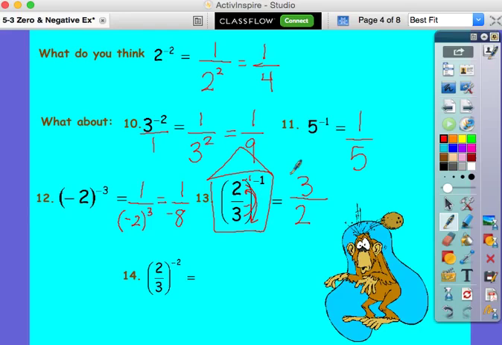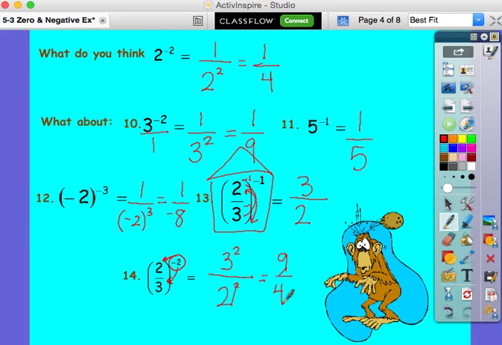So this one right here, and because this is a fraction, this goes with the 2 and it goes with the 3. So you need to move the 2 downstairs so it has a positive squared, and the 3 upstairs so it has a positive square for an exponent, which would then give you what? 9/4. Very good.